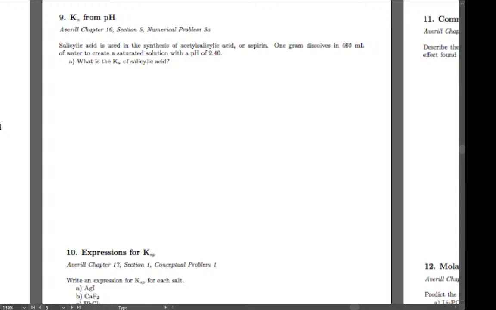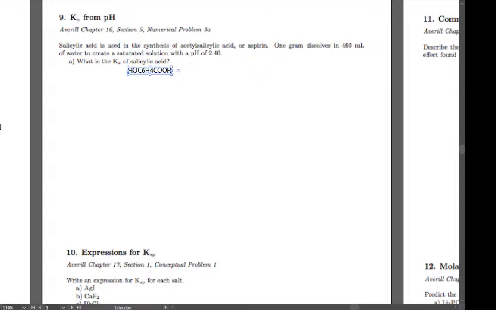Is there a better way to write it? Yeah, there is. The better way for you to write it is HOC6H4COOH. This thing here is the benzene part, and that guy is the one that just drops out to create that acidic solution. So we can just put that thing here.